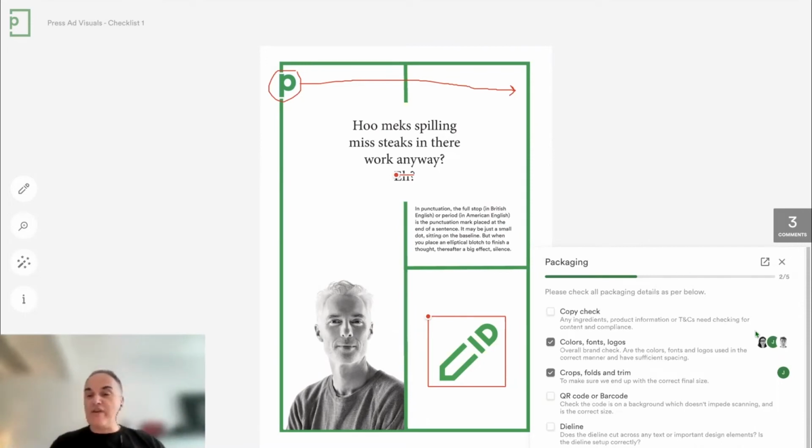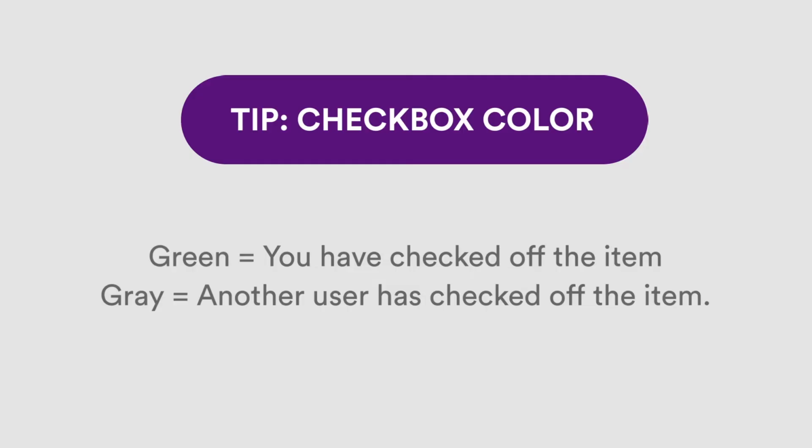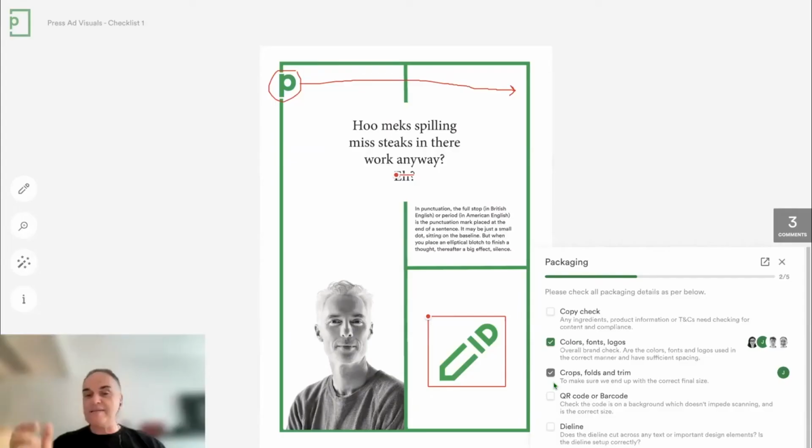Now, when I was talking about communal checklists, this is a good example. You can see over here that multiple people have checked off this checklist item. So you can have multiple people checking off an item. So that really endorses the fact that that's been checked. And you'll see that even though this has been checked by other people, I can still check it myself. So when I check it, it goes green. When someone else has checked it, it stays that gray color.